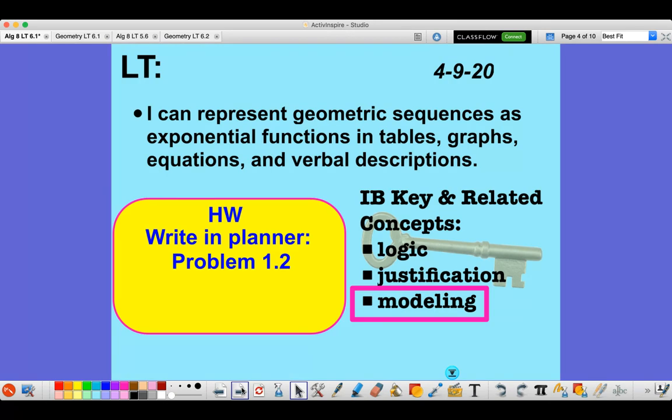So starting with this unit, we are going to be looking at representing geometric sequences as exponential functions. That's what we're going to be looking at first. And we'll be looking at tables and graphs, equations, and verbal descriptions for all of those. So your homework for today is going to be to complete problem 1.2. We're going to do a little intro to that, and then you will answer the questions through a Google Doc for problem 1.2.